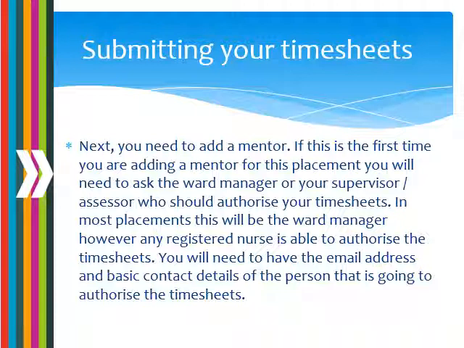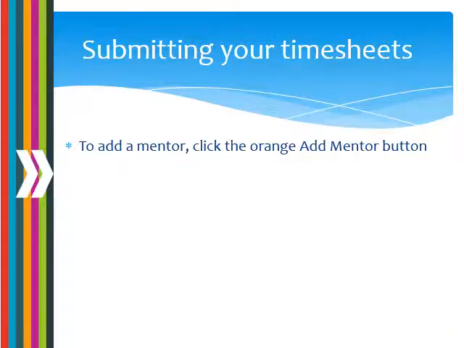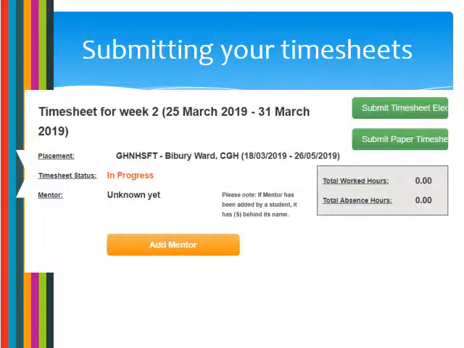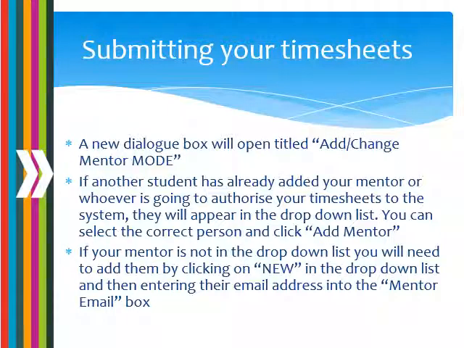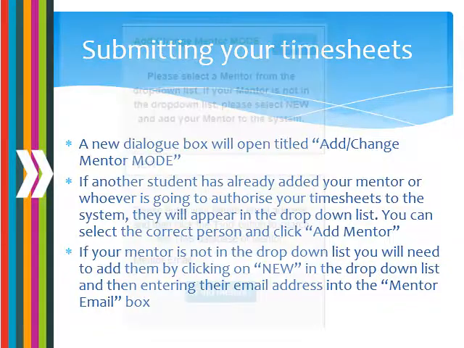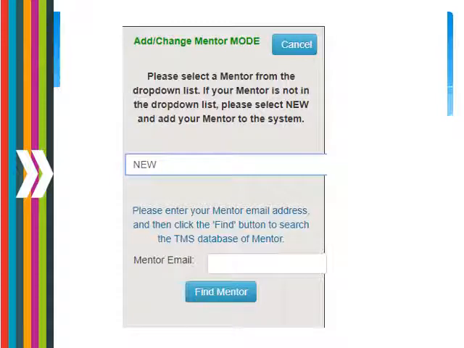You will need to have the email address and basic contact details of the person that is going to authorize the timesheets. To add a mentor, click the orange Add Mentor button. A new dialog box will open titled Add Change Mentor Mode. If another student has already added your mentor, or whoever is going to authorize your timesheets, to the system, they will appear in the drop-down list. You can then select the correct person and click Add Mentor.